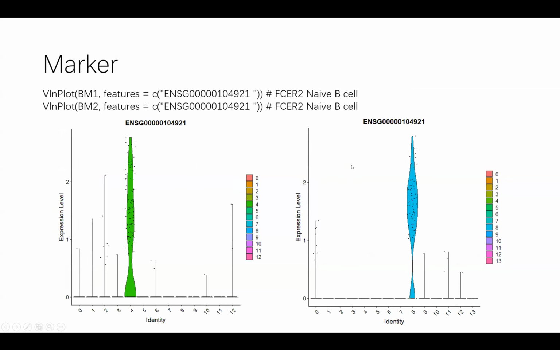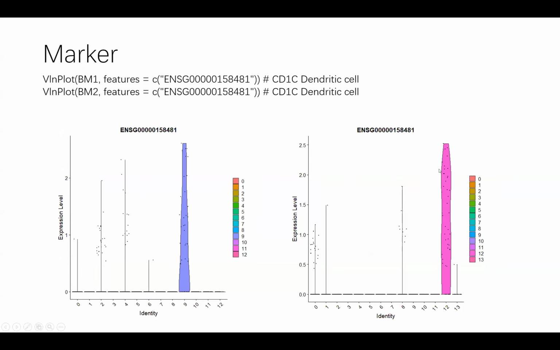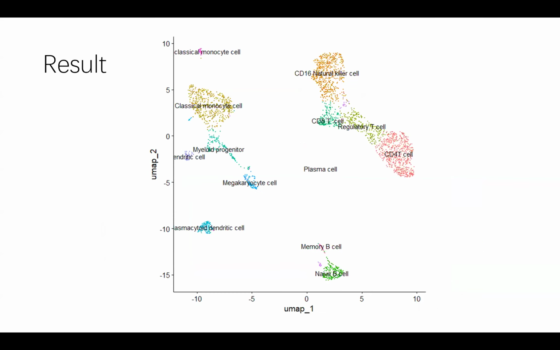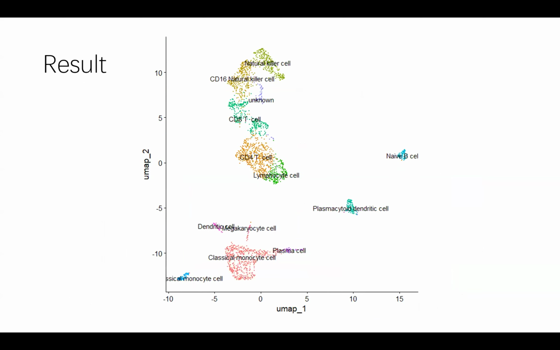This one is FCER2, which is a marker for naive B cells, and in dataset 1, cluster 4, and in dataset 2, cluster 8 are classified into this type of cell. And CD1C is a marker for dendritic cells, and cluster 9 and cluster 12 in datasets 1 and 2 are classified as this type of cell. And here is the overall plot of the results that I mapped for dataset 1 and dataset 2.